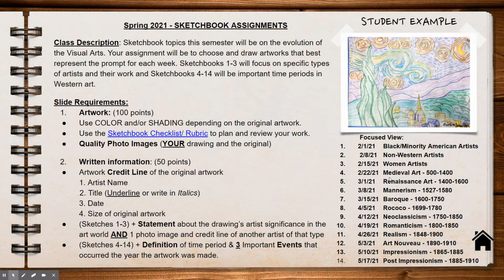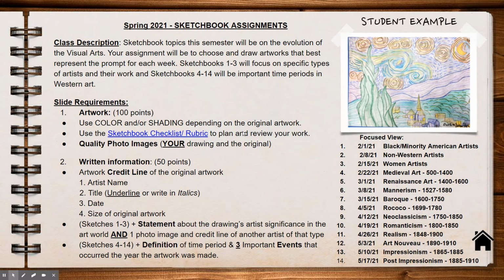And if you look over here, these are all the sketchbook assignments. They're in order. The first three are going to focus on specific types of artists and their work. And then the rest of the sketchbook assignments, 4 through 14, will be time periods in Western art. So that's basically what it is. You get to choose, and you're going to do your version of that artwork from observation. So it's going to fill the whole page of your drawing.